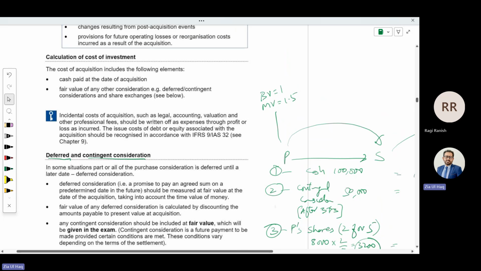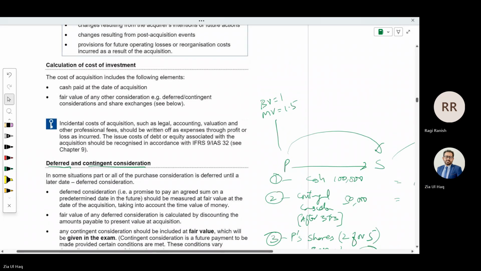Now we need to read something. Calculation of cost of investment. The cost of acquisition in acquiring subsidiary investment includes the following elements: cash paid at the date of acquisition, 100,000, we paid cash. Fair value of any other consideration, for example deferred contingent consideration and share exchange. Share exchange is not on book value; fair value means market value. Fair value of contingent consideration: 50,000 after 3 years, what is its present value now? That is fair value.